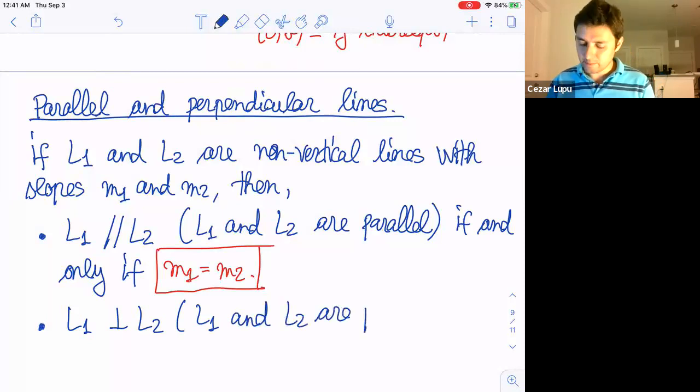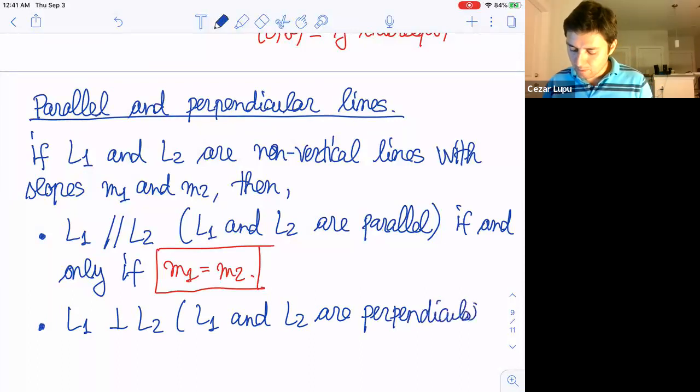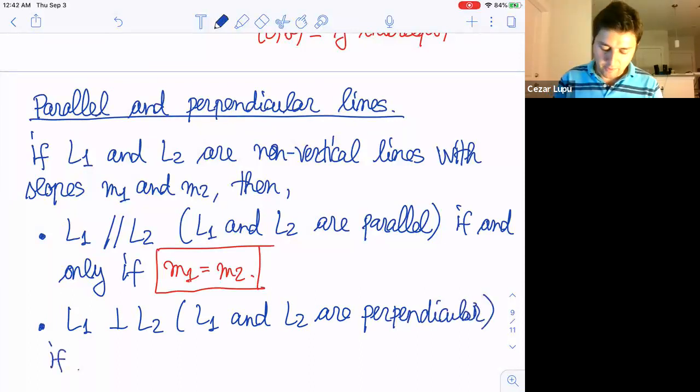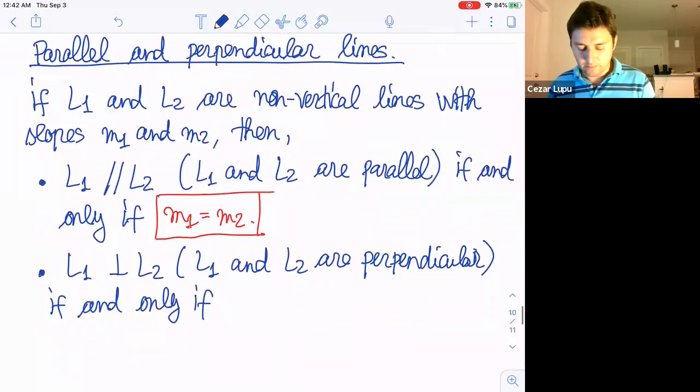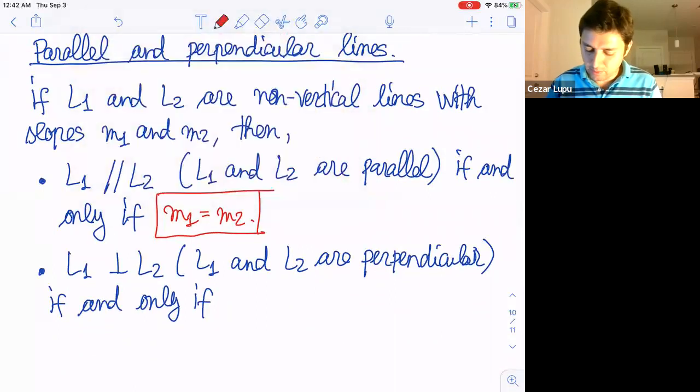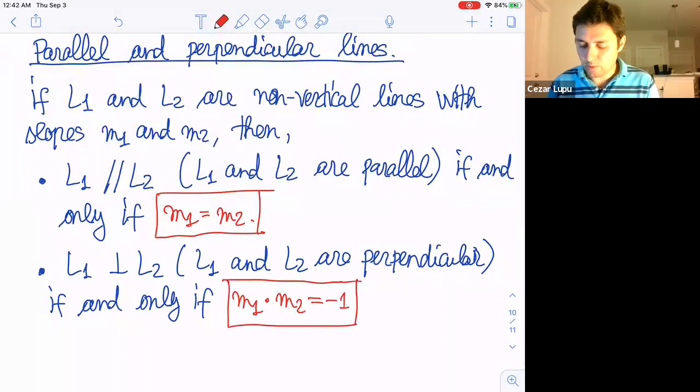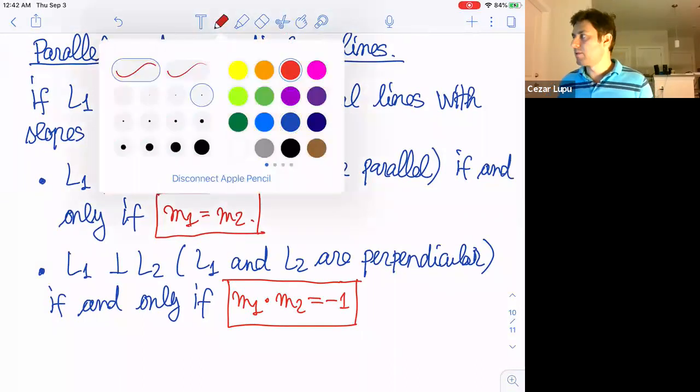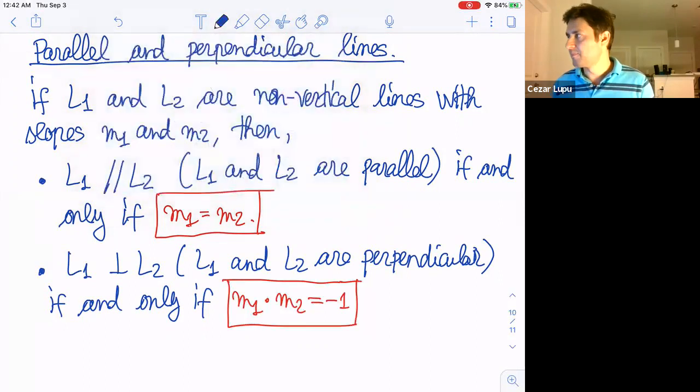or perpendicular, if and only if, well, the product of the two slopes, M1 times M2, is negative 1. Or if you want, you can write this as M1 is negative 1 over M2, it's the same thing. Now let me draw some pictures because I want you to see exactly how everything looks geometrically.